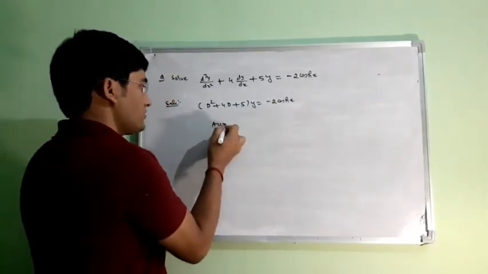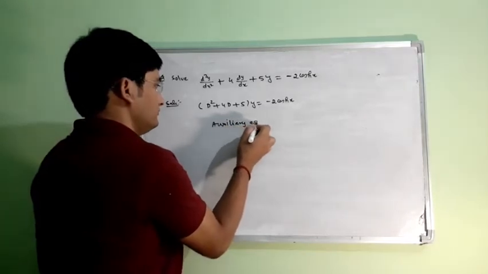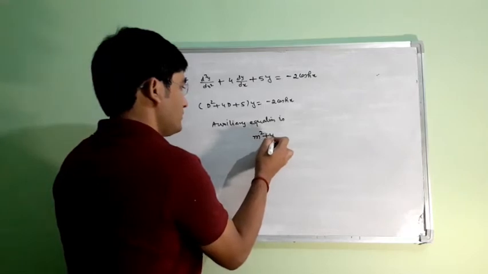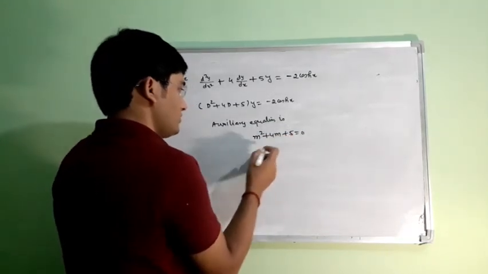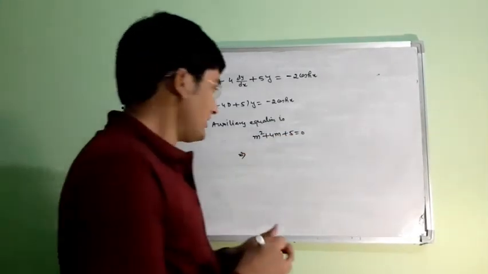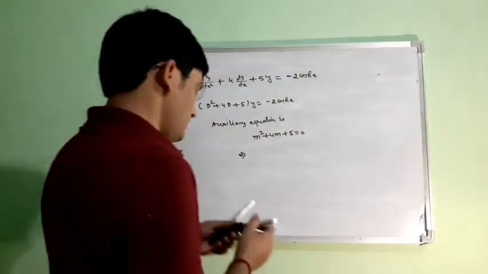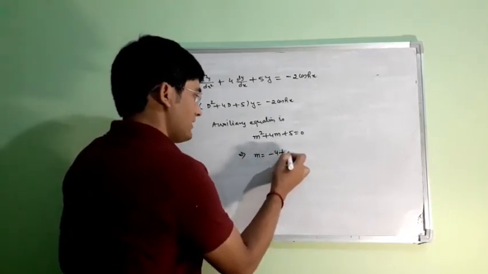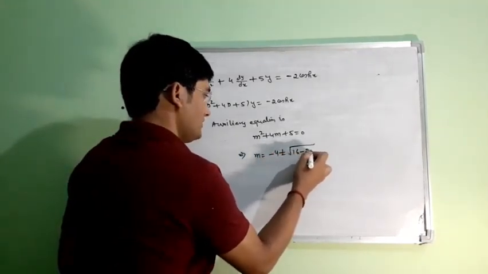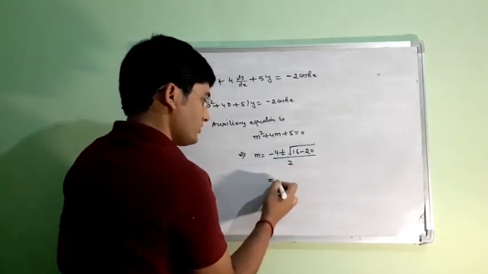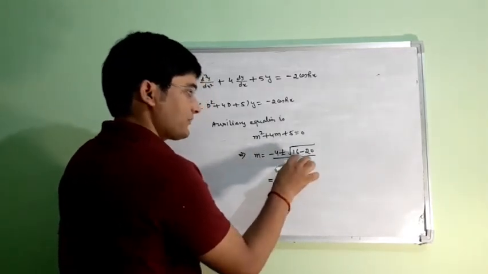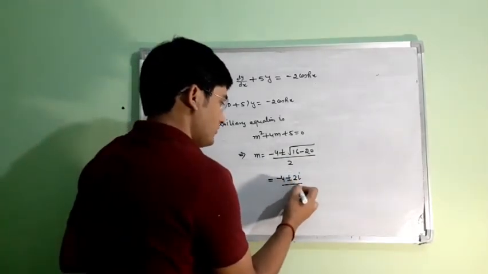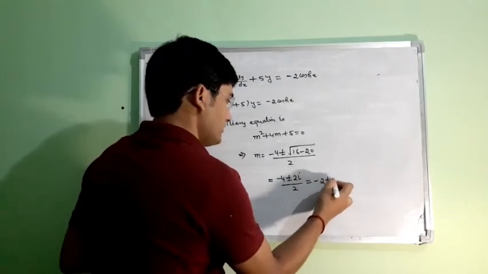Here your auxiliary equation is m square plus 4m plus 5 equal to 0. As we do not have any factor here, we will use the Sridharacharya formula, which is minus b plus minus square root of b square minus 4ac upon 2a. So this will be minus 4 plus minus square root of 16 minus 20, that means minus 4, so this will be 2i divided by 2. So this is minus 2 plus minus 1i.